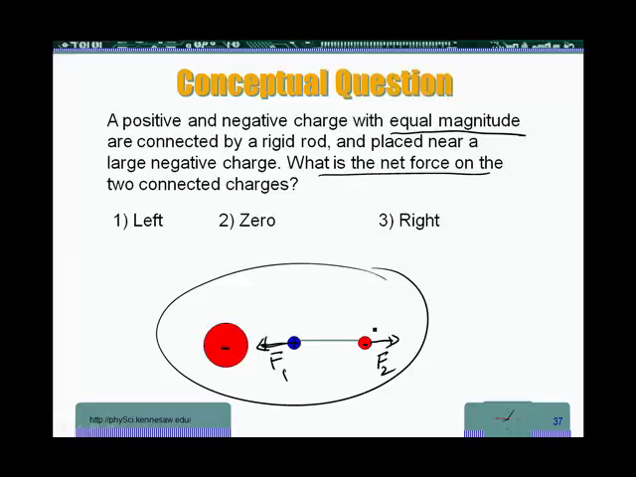No. Why not? Because of the distance. This charge is further away than this one. That means that this force is much weaker than this one, so my net force is going to be in the same direction as F1, since F1 is larger than F2. So my net force is towards the left.